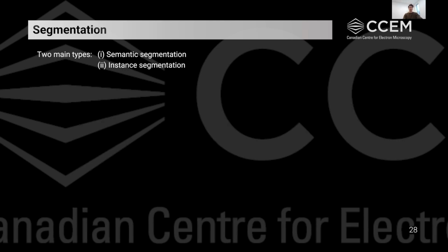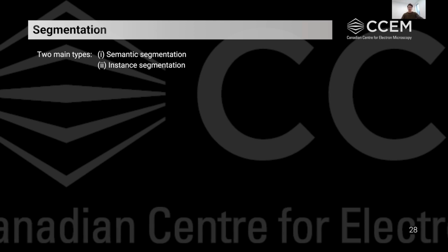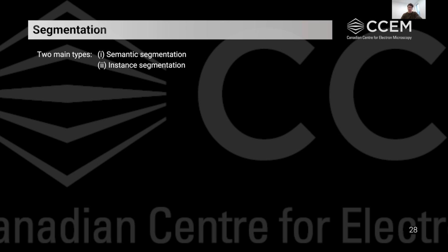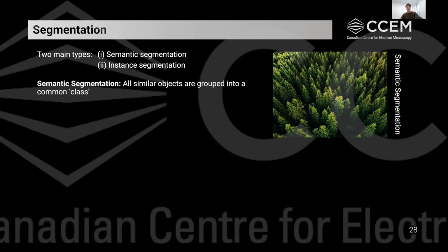So now we've got our data out of the microscope. Our data is properly aligned. We've filtered the data to lower some noise. It's time to talk about segmentation of our features. And when we're looking at segmentation, there's two types of segmentation that I want to discuss. The first of which is called semantic segmentation. So every object of the same type is grouped into what's called a class.